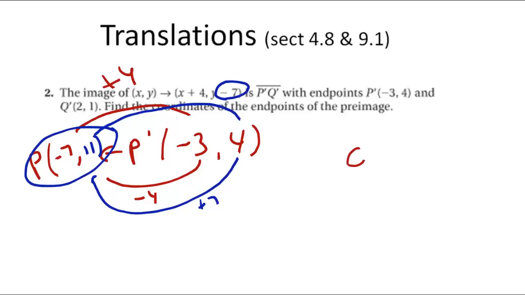Now we'll do the same thing with Q, only without the arrows. At Q prime, I was at 2, 1. So when I was at the original Q, I went 2, and I have to go backwards, so I subtract 4 and get -2. And for Y, I originally subtracted 7, so to get back, I have to add 7. 1 plus 7 is 8. So my original P was at -7, 11. My original Q was at -2, 8.